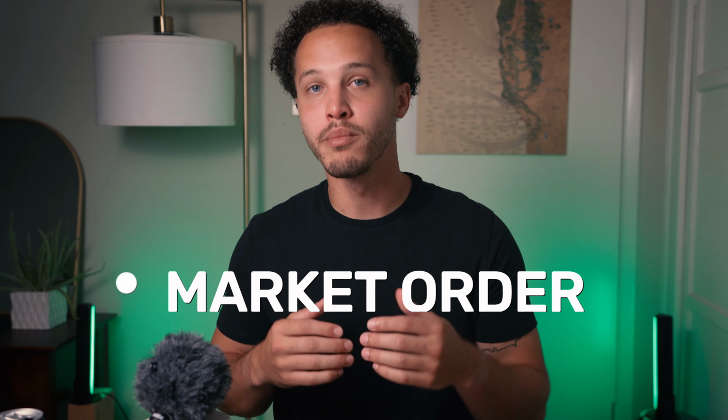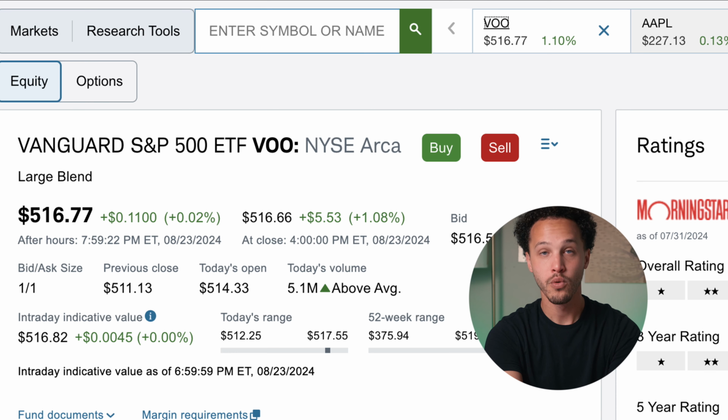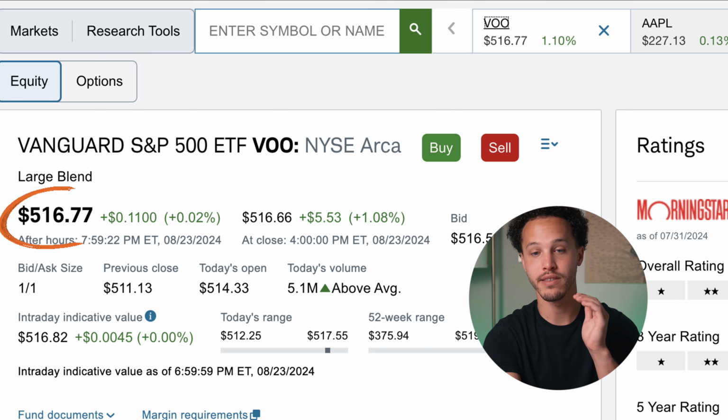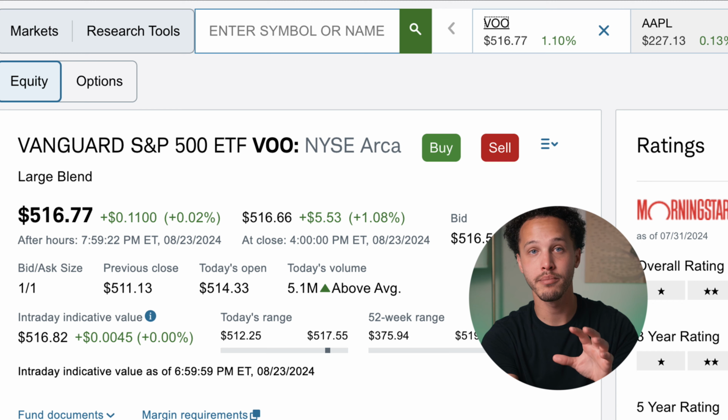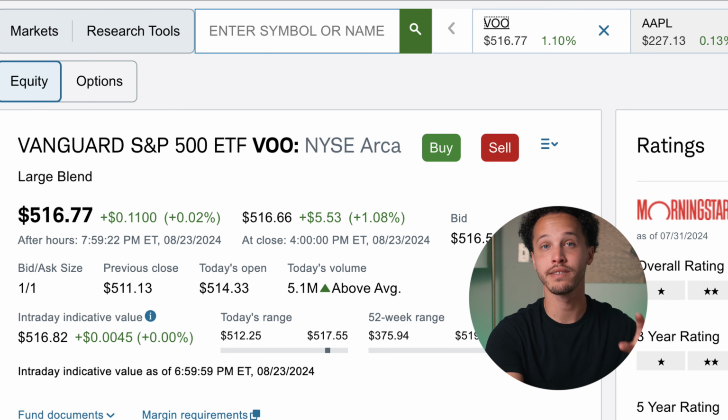The first order type is a market order. This is the simplest order of all of them. Essentially, when you place a market order, you're telling your stockbroker that you want to buy this stock or sell it immediately at the best available price. When you're looking at a stock, this right here is the market price. When you place a market order, your computer goes out just like in that example, and it tries to find a match for you at the best available price immediately.